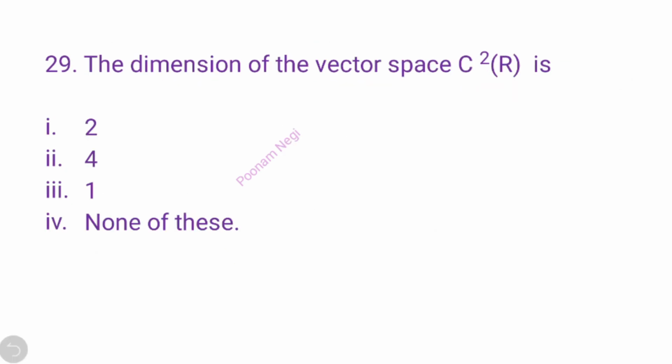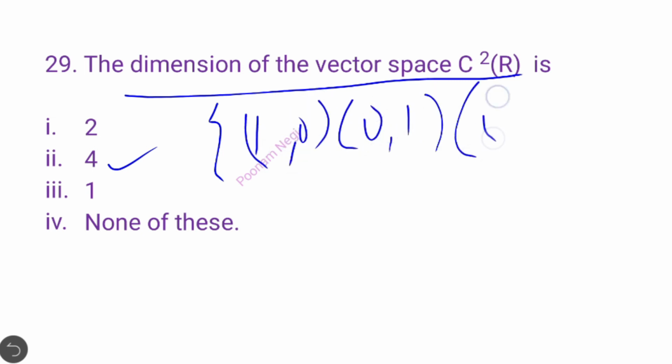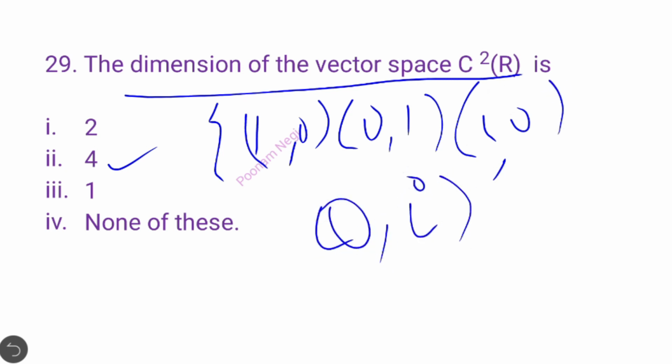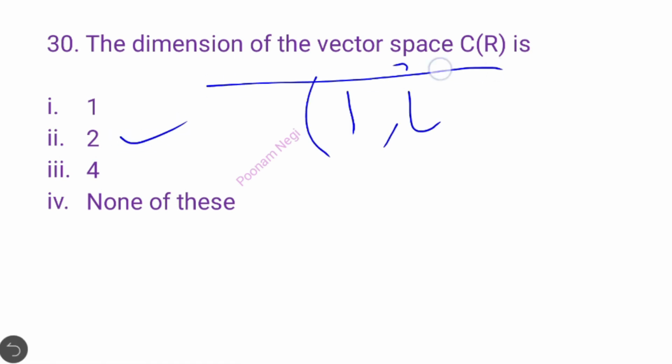Next question is, the dimension of the vector space C2(R) will be 4, because the standard basis for this will be (1, 0), (i, 0), (0, 1), and (0, i). That's why the dimension of this C2(R) will be 4. The last question is, the dimension of the vector space C(R) will be 2. The standard basis for this will be 1 and i. That's why the dimension of this vector space C(R) will be 2.